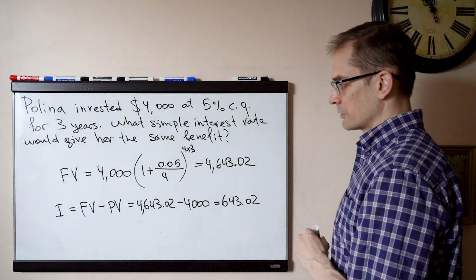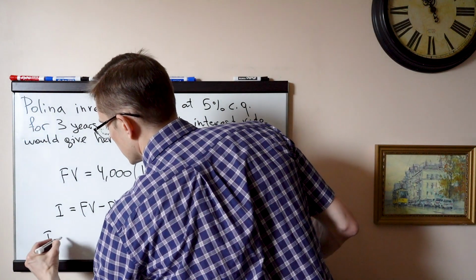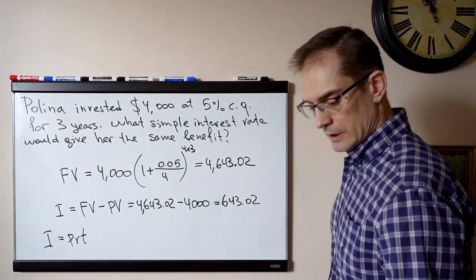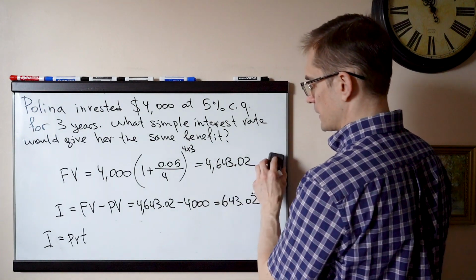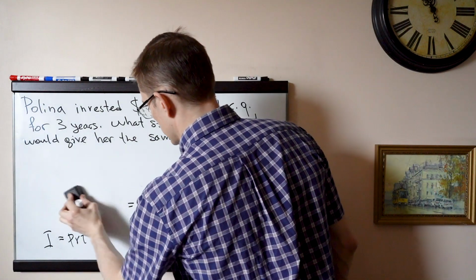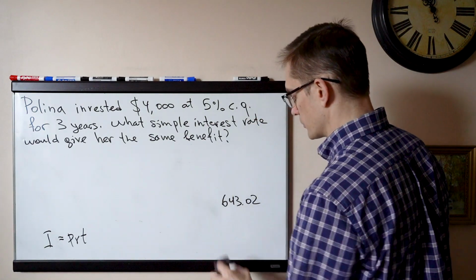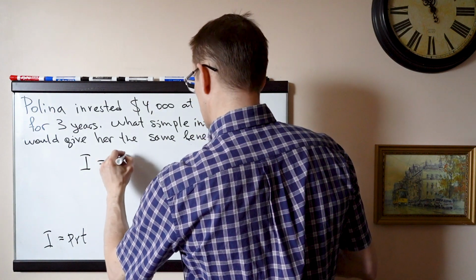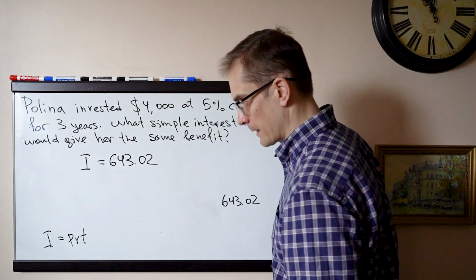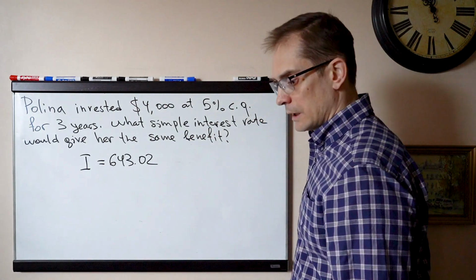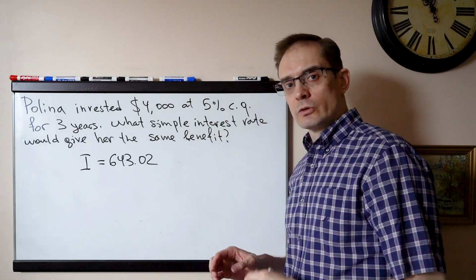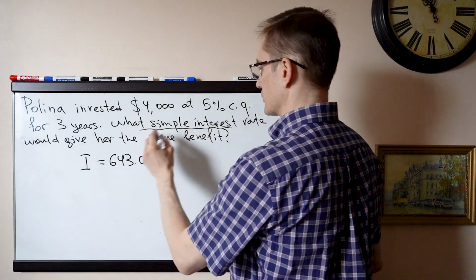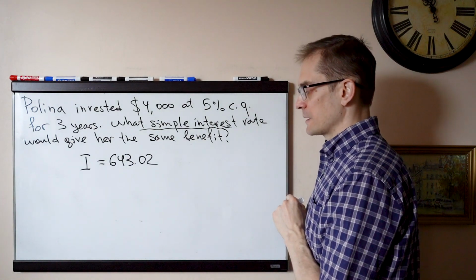Now we can use this interest to calculate what simple interest rate would give her the same benefit, right? So remember, for simple interest, it's I equals PRT. So we know now the interest, which is given by the compound rate. Now I know that interest is 643.02. And at that point, I will be switching to simple interest because the problem is about simple interest. What simple interest rate would give her the same benefit?